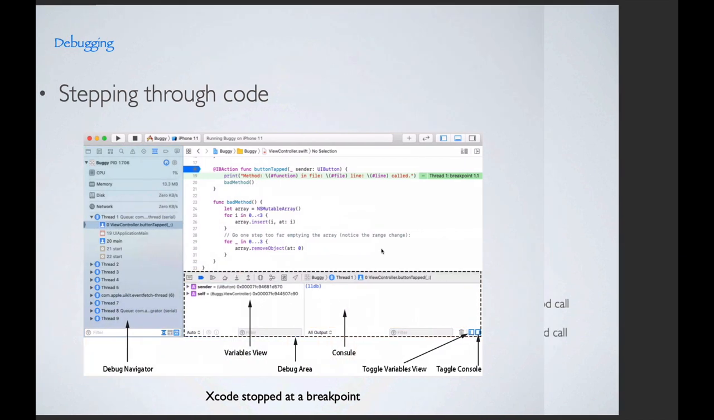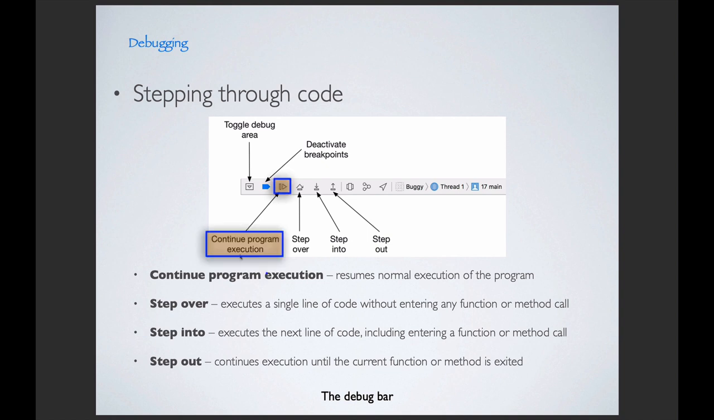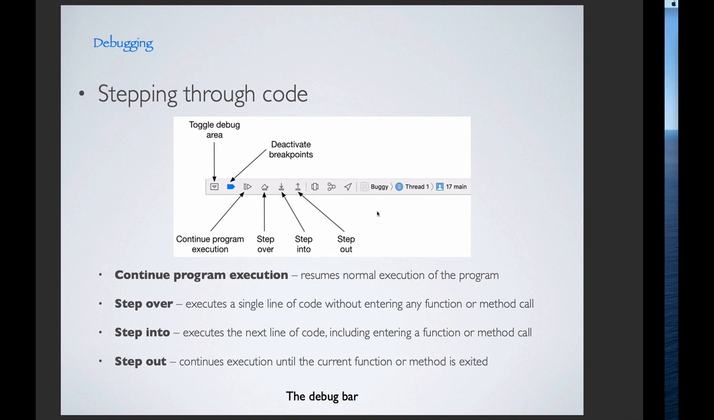Now it's time to start advancing through the code. You can do this using the buttons on the debug bar. Continue program execution resumes normal execution of the program. Step over executes a single line of code without entering any function or method call. Step into executes the next line of code, including entering a function or method call. Step out continues execution until the current function or method is exited.